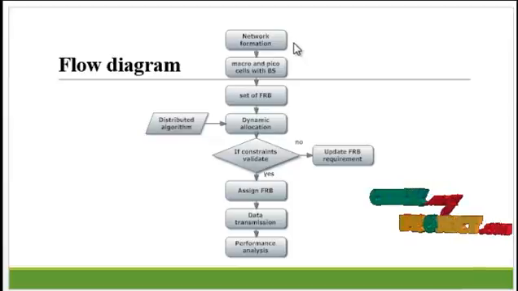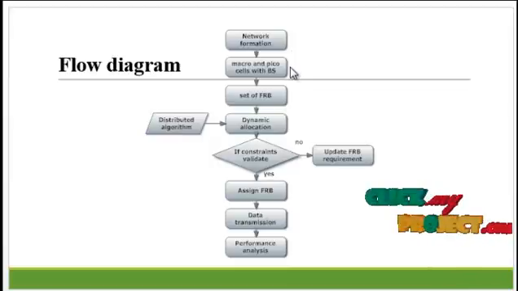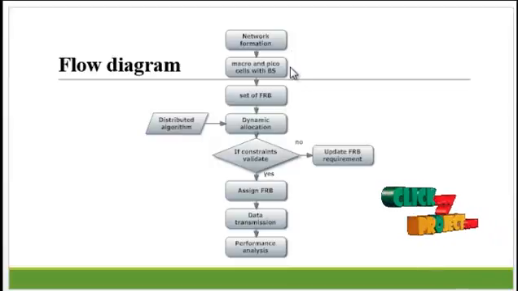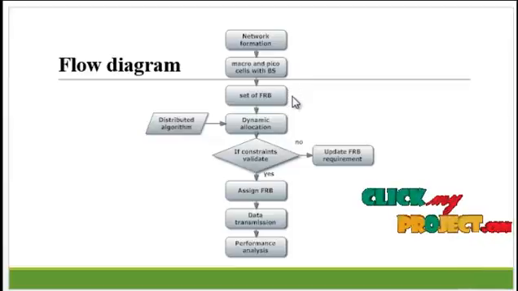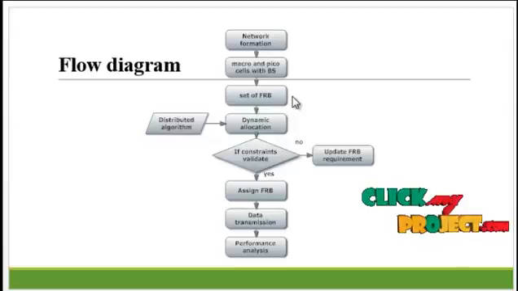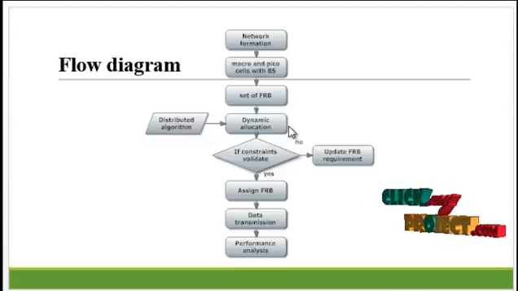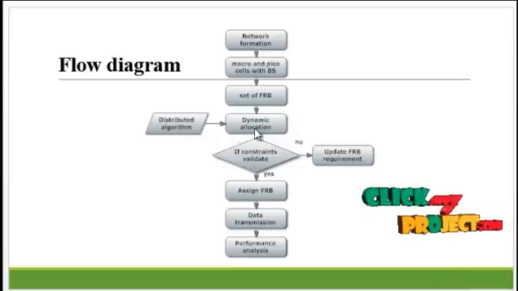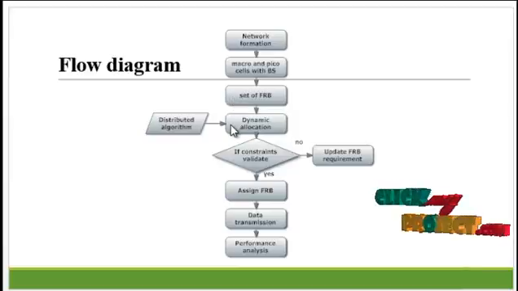First, the network is formed with the number of nodes. That is, it consists of the macro and the pico cells with separate base stations. This network has a set of FRBs, that is frequency resource blocks, for allocating the resources for all base stations. Then it processes the dynamic allocation process. In this process, a distributed algorithm is used to allocate the frequency blocks.